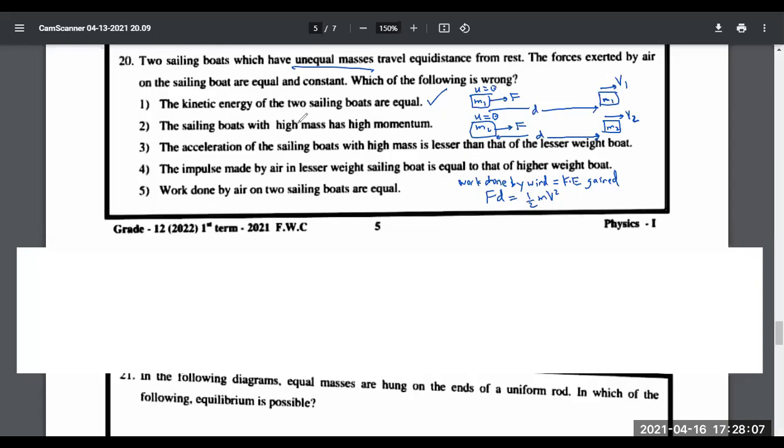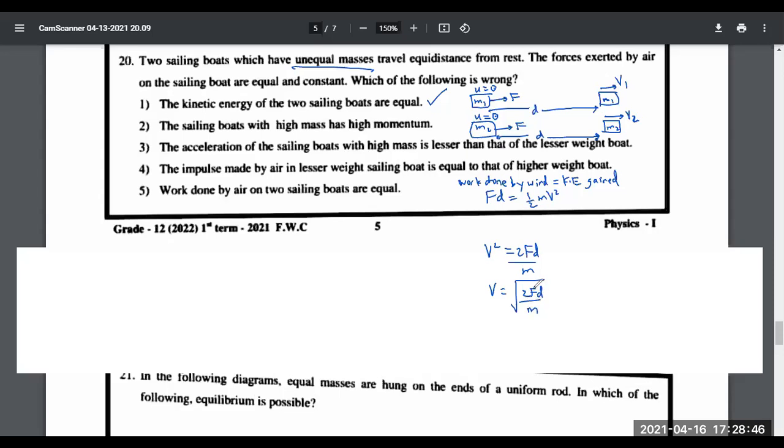The sailing boats with high mass have high momentum. What do you have to say about that? Talking about momentum, will they both have the same speed? No, they will definitely not have the same speed. Now that is where I was getting at. If you take this equation, v squared is equal to 2fd over m. Therefore, v is equal to the square root of 2fd over m.